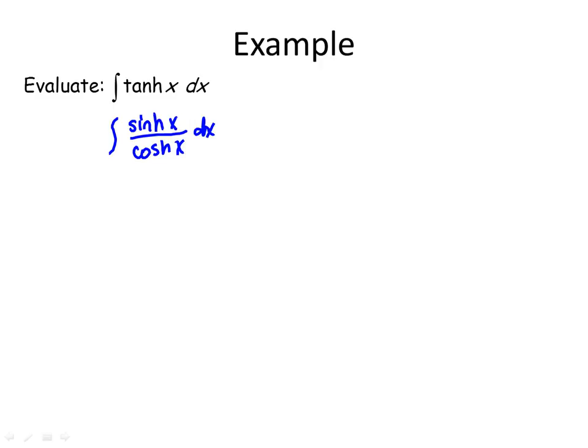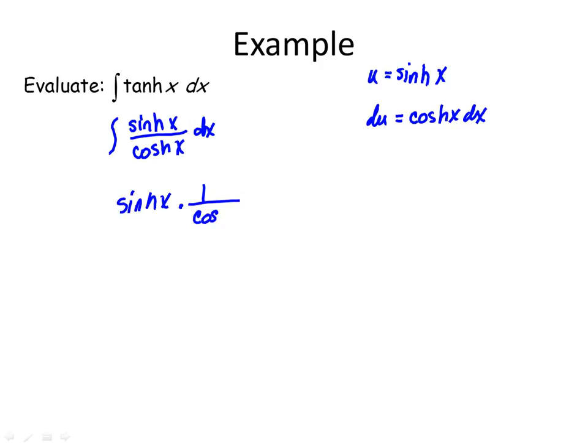If I let u be hyperbolic sine, what is du? It's on the other page, the other side. What is du? Hyperbolic cosine dx. Is that what we have? No, because what we have is hyperbolic sine times 1 over hyperbolic cosine. That's not what we have. So you can't use sine.